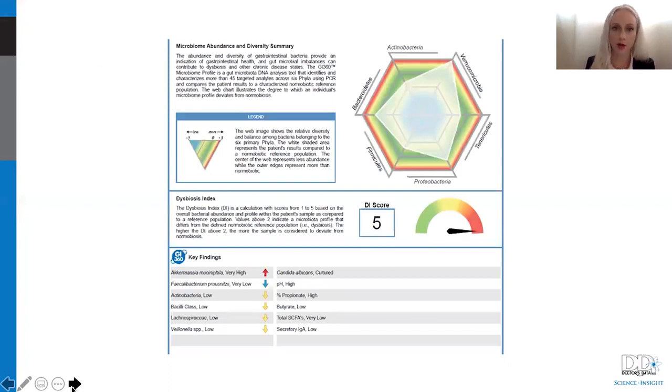Here we see the microbiome abundance and diversity. Here, this patient is really skewed toward those Verrucomicrobia and lower in the Actinobacteria, lower in the Firmicutes, lower in the Bacteroidetes. So the abundance is okay in that there's a good amount of white space surface area, but the diversity isn't balanced. And we can see they do have a dysbiosis index score of 5.